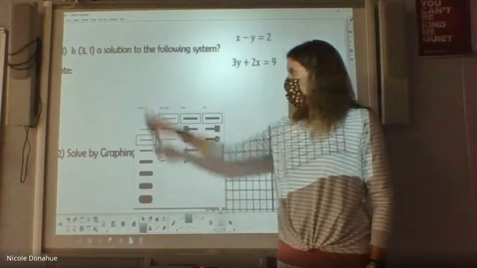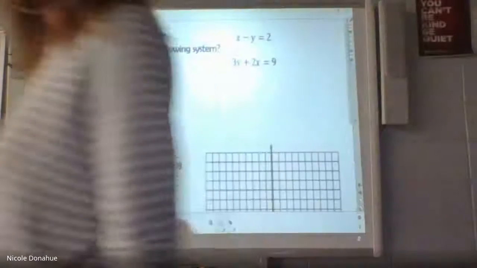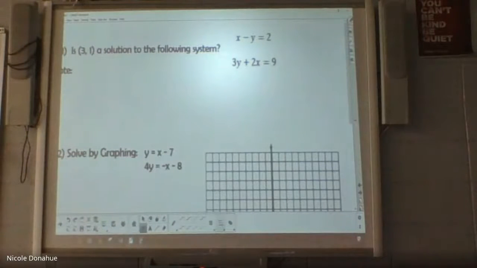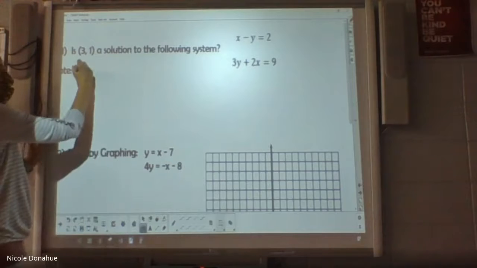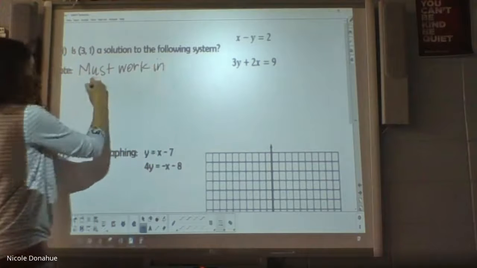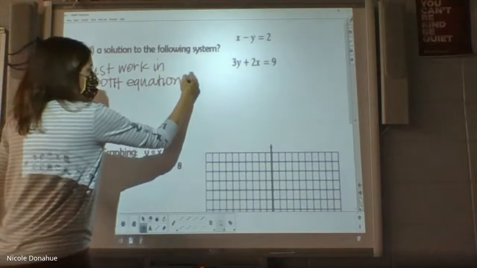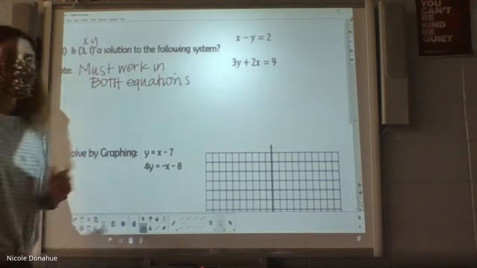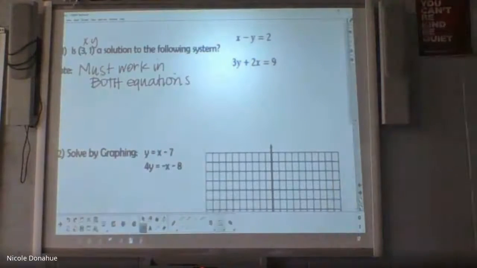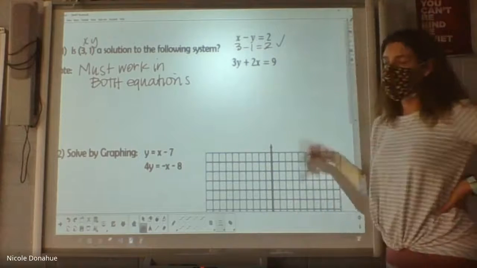So how do I know? If I put it into the equation, how do I know it works? If they equal each other. So I have to put it in, and it's got to work in both equations. So it must work in both. So I'm going to test it by putting the x and y in. Now you could have graphed this, but since we didn't have graph paper sitting right there, we can just test that solution. So I'm putting that into the equation. So 3 minus 1 should be 2, so that one works, but it has to work in both.